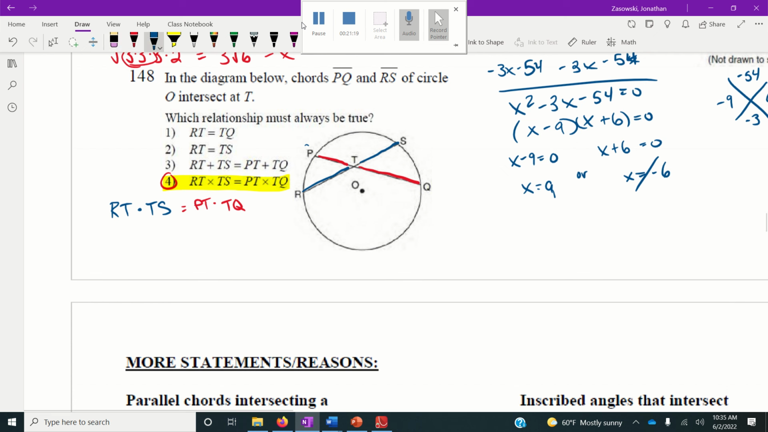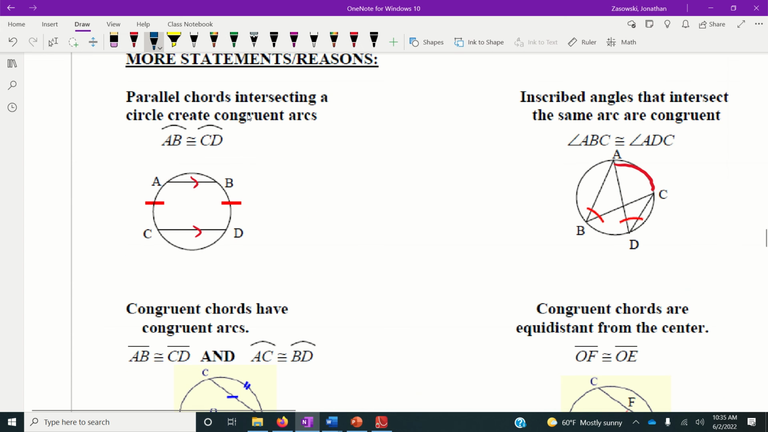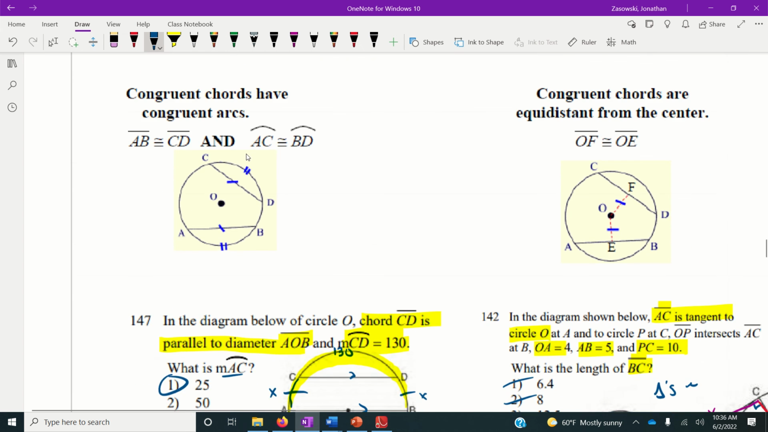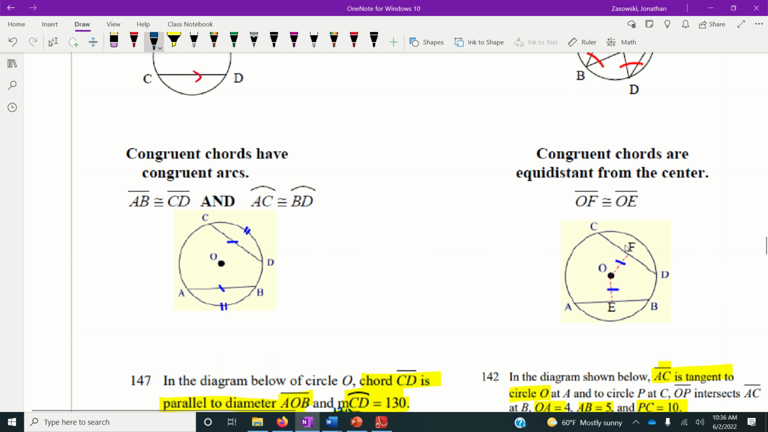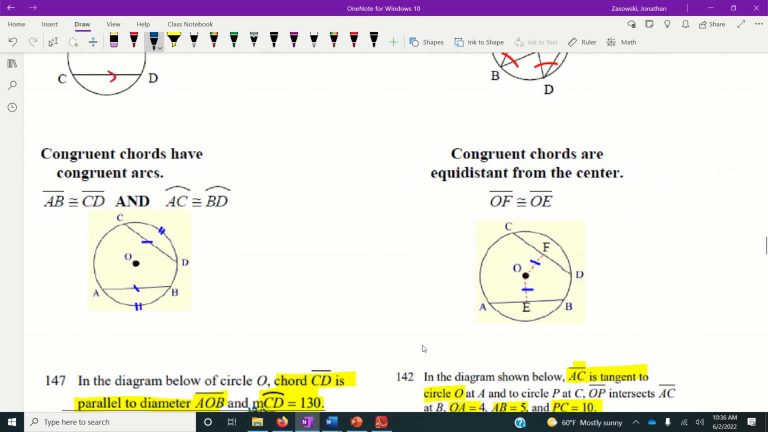All right. On the next page, we've got a few more statements. Remember, if we have parallel chords, like a sandwich, the arcs are going to be equal. If inscribed angles share the same arc, they have to be equal. Remember that congruent chords have congruent arcs as well. All right. And then in number 147, we're going to take a look at that one next.